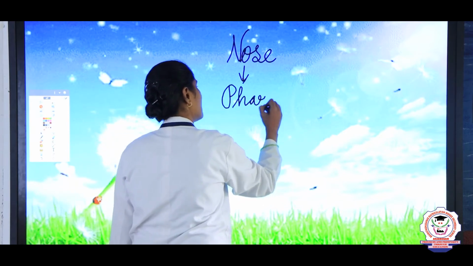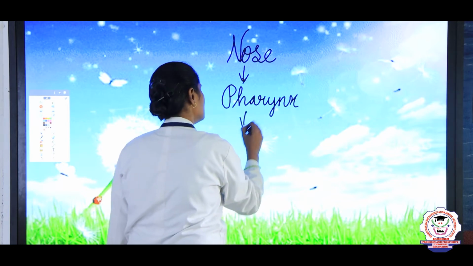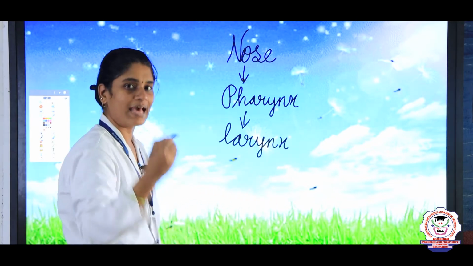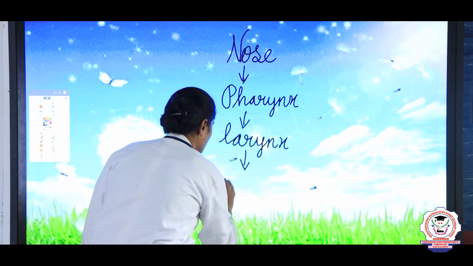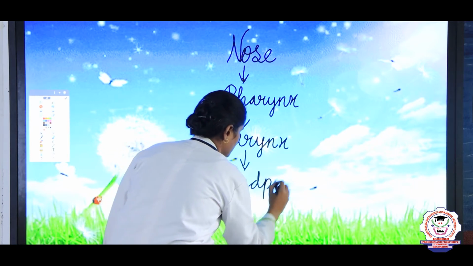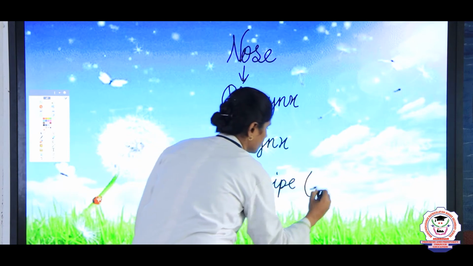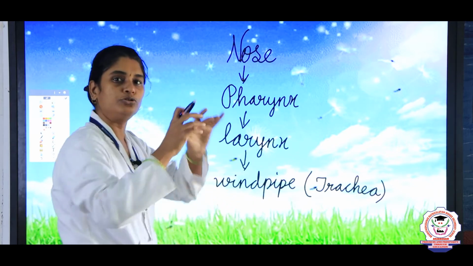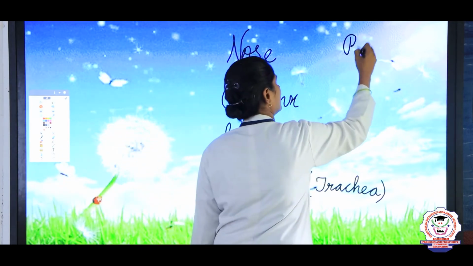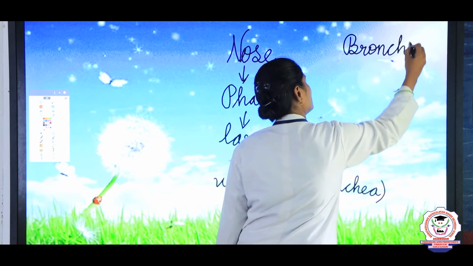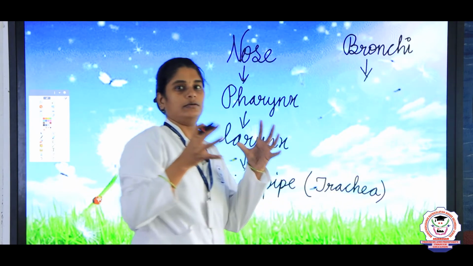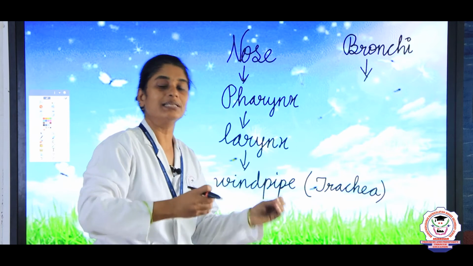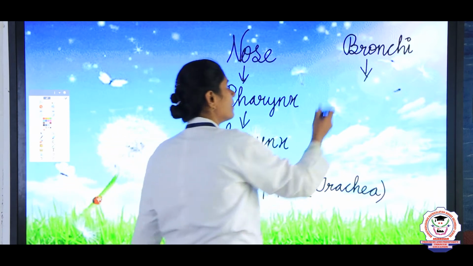After the pharynx the oxygen enters into the larynx, which is known as the voice box. After the larynx the air enters into the windpipe, which is known as the trachea. The trachea is further divided into two branches known as bronchi, and each bronchus has a spongy sac called a lung. Inside the lungs the bronchus is divided into many branches known as bronchioles.